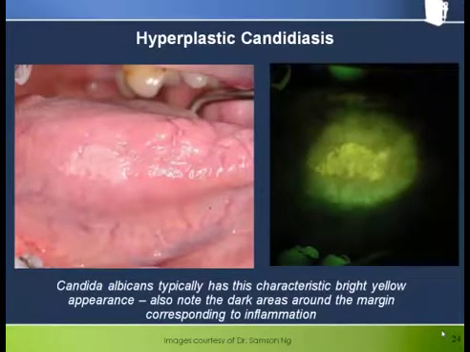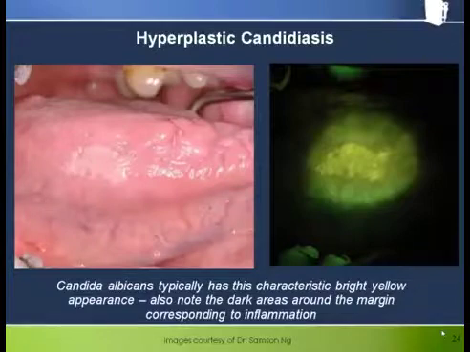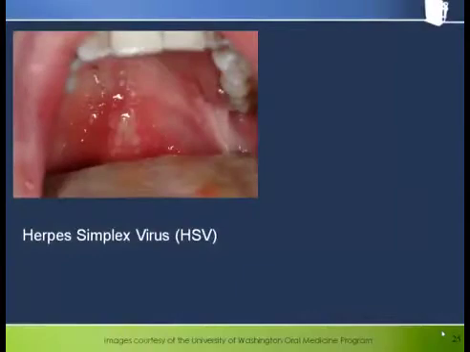The bright yellow appearance under the VELscope can be indicative of the proliferation of the fungal organism Candida. Under white light, the appearance is similar to clinical leukoplakia. The fluorescence from both the keratin and from the hyperkeratosis lead to the bright color from the main lesion, but notice the loss of fluorescence around the borders of the hyperkeratotic area, consistent with an inflammatory response.